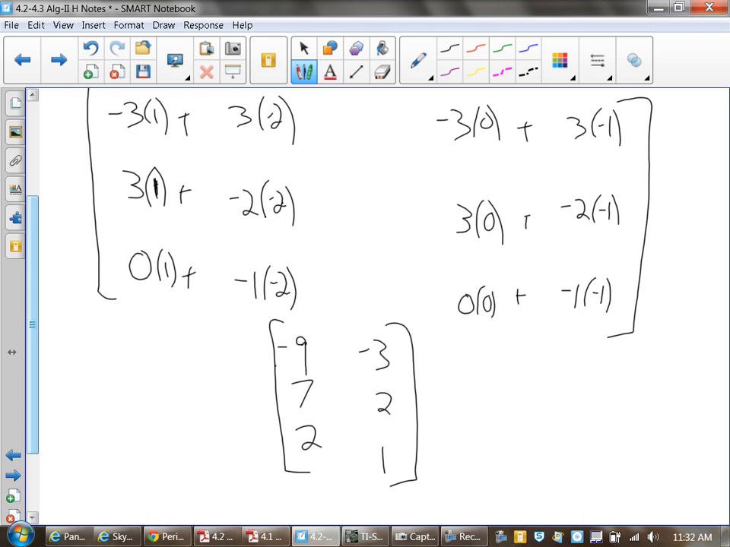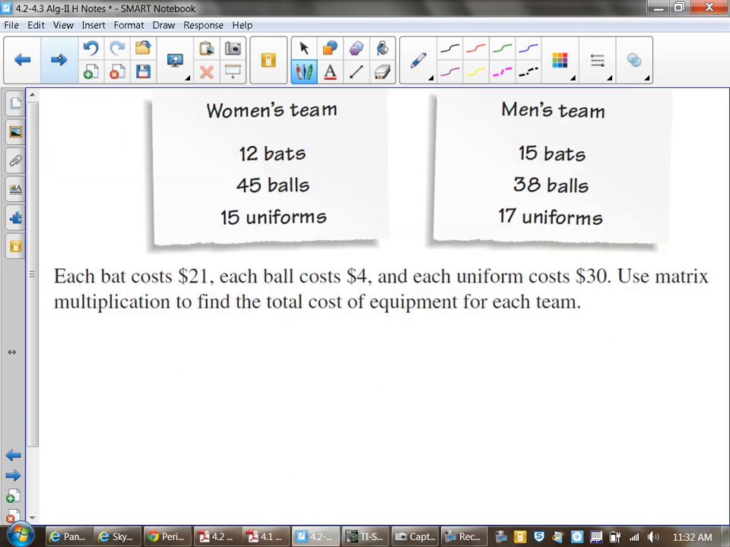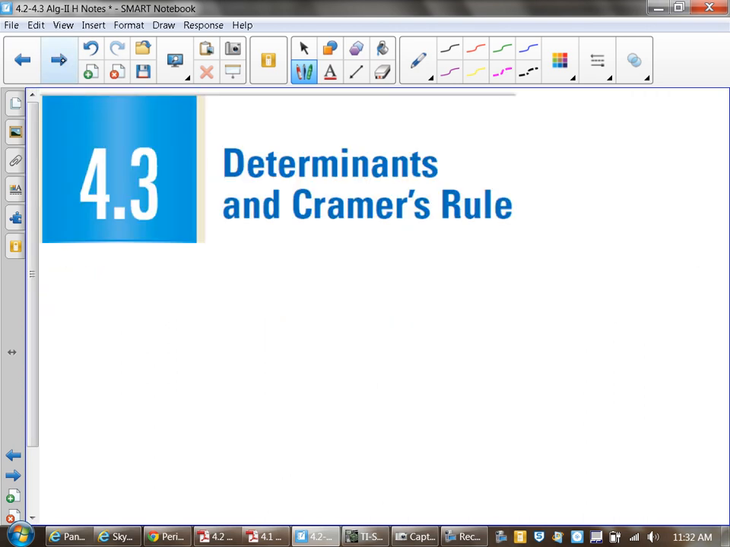Now let's talk about determinants. We'll go into the word problem stuff next week. You can use matrices and matrix multiplication really easily with certain types of matrices, certain types of word problems.